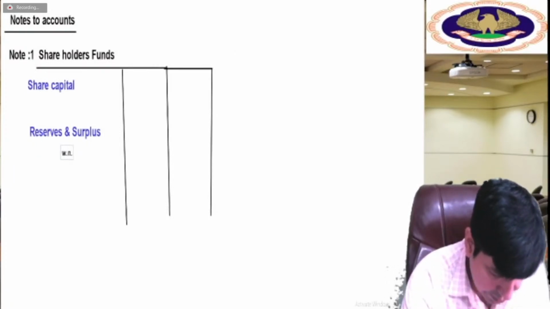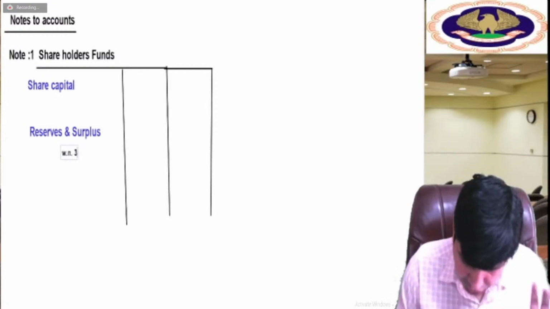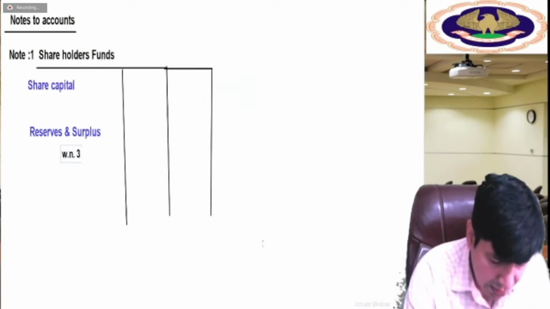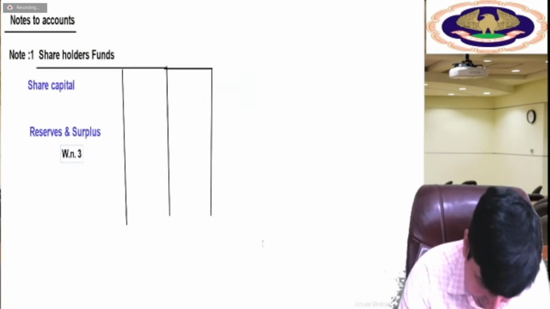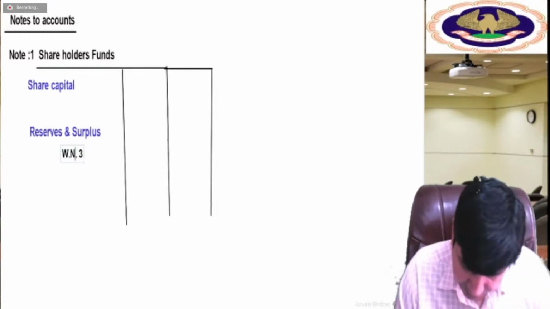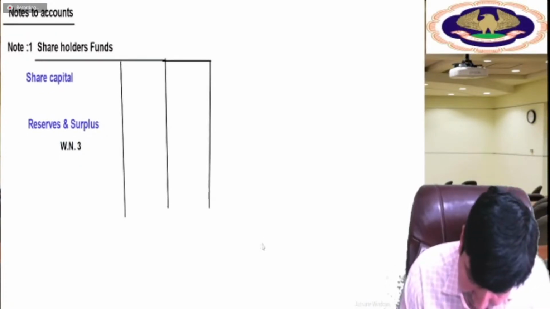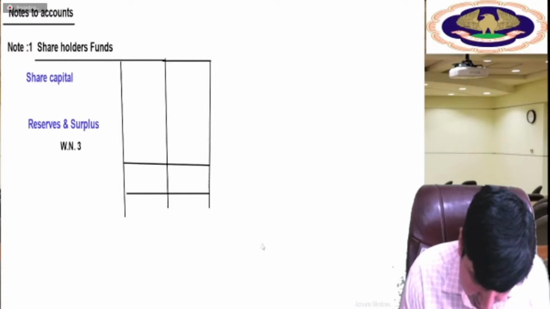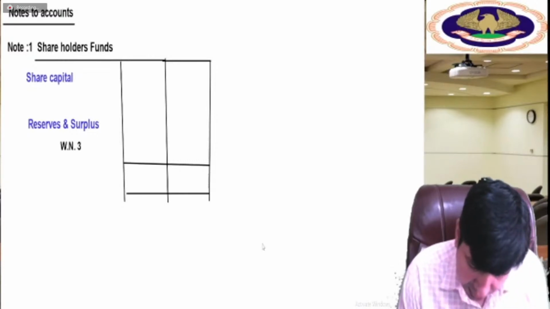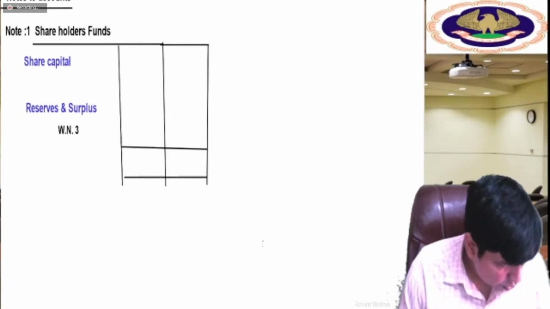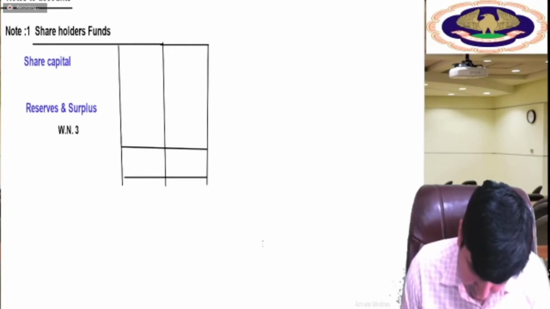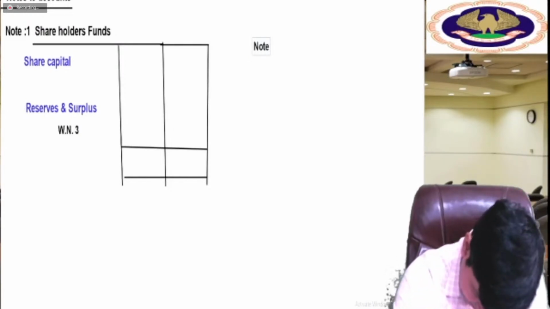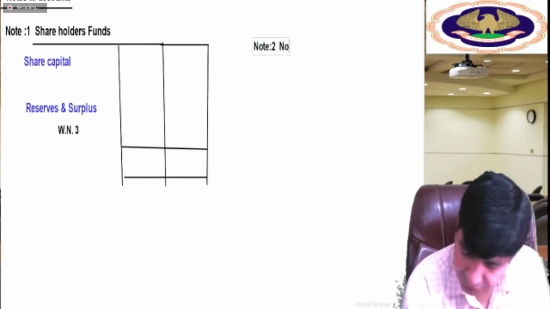Working note number 3, consolidated reserve and surplus. In the case of consolidated reserve and surplus, you are having working note number 3. So give a reference to the working note. Instead of writing here all the things, you will be preparing the working notes. So give the reference there and prepare in this way. This is our notes to accounts number 1, shareholder funds. And notes to accounts number 2 belongs, in this question, to non-current liability. Note number 2.